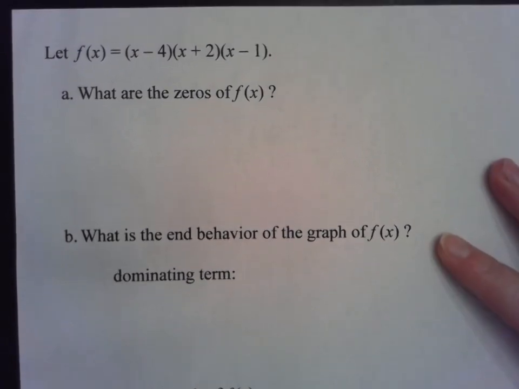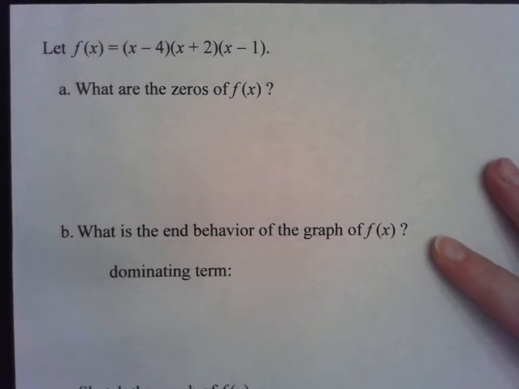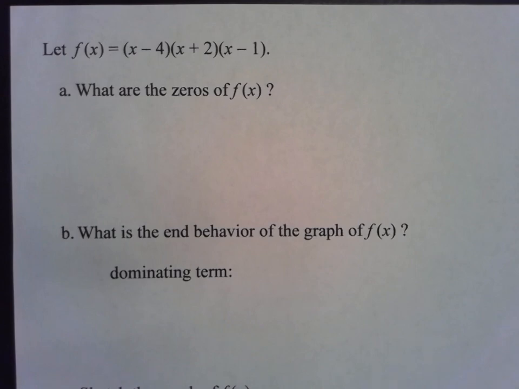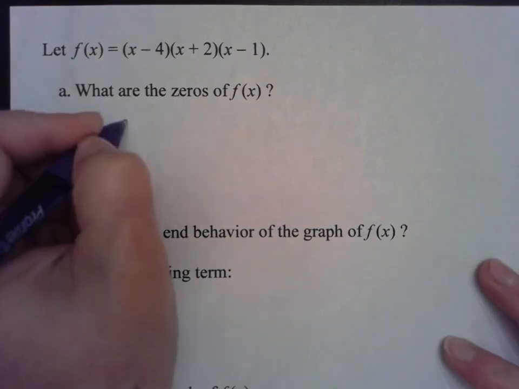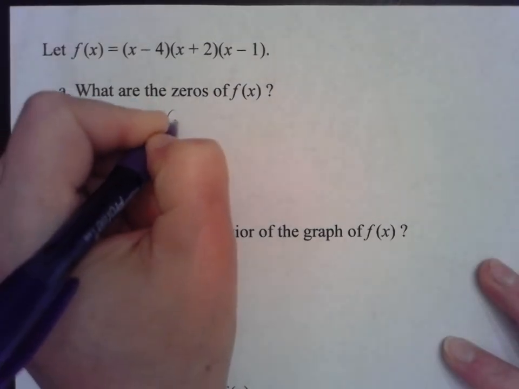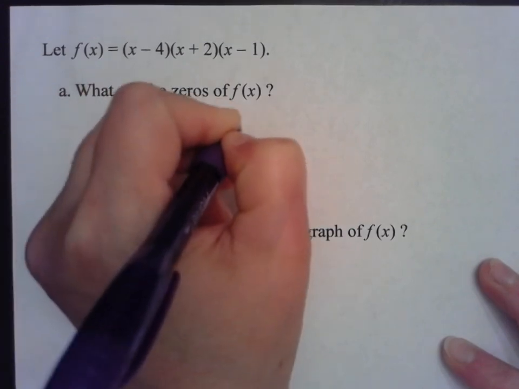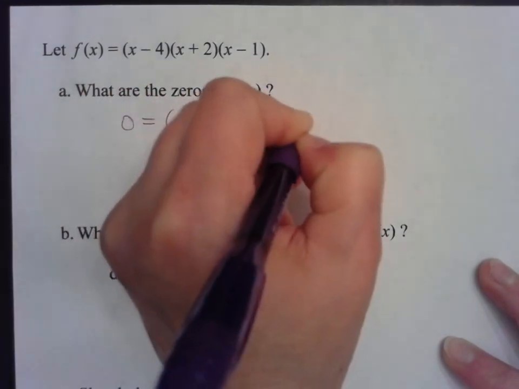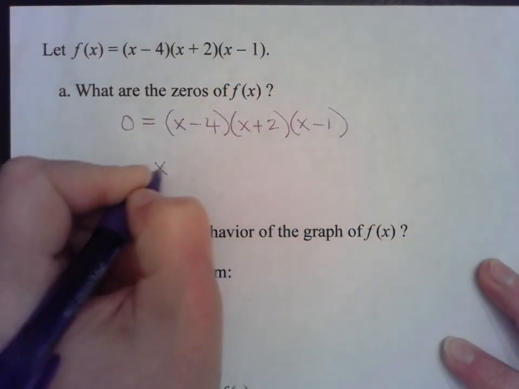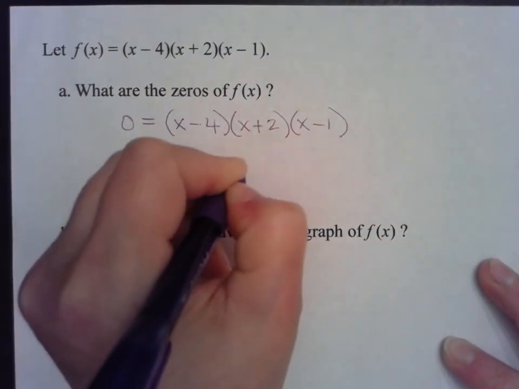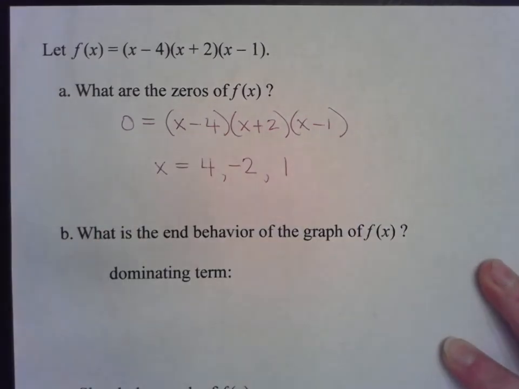All right, so let's try and put those together a little bit. Here's an example. So this one actually has already been factored for us. In a lot of the other examples, we'll have to do our own factoring. Okay, so what are the zeros of the function? We're going to make f of x 0, and then we're going to set each part equal to 0. And I think we can do that part in our head. So there are the zeros.